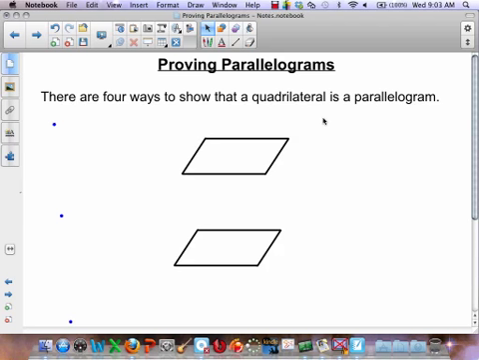In yesterday's lesson, we talked about the different properties of parallelograms. What we're going to be looking at today is learning how to look at a figure and determine if it is a parallelogram. And yesterday, remember we said that there are five properties of a parallelogram, right? Opposite sides must be congruent, opposite sides must be parallel, opposite angles must be congruent, consecutive angles are supplementary, and the diagonals bisect each other. Remember, we went over all 5 of those properties yesterday.